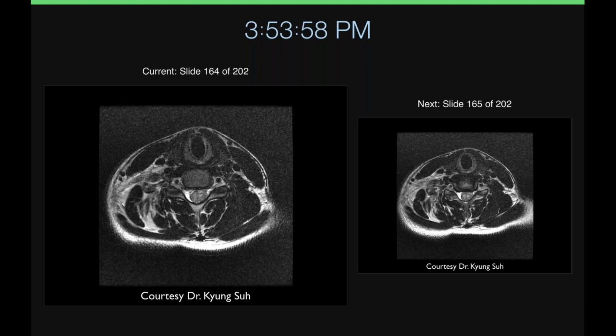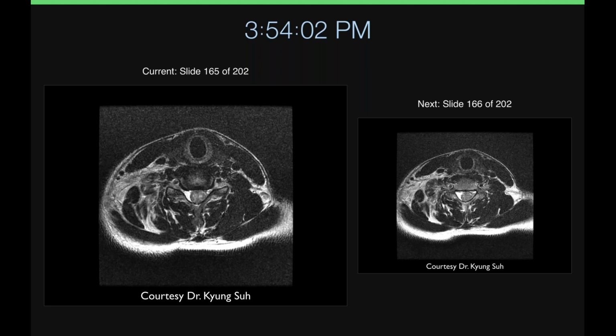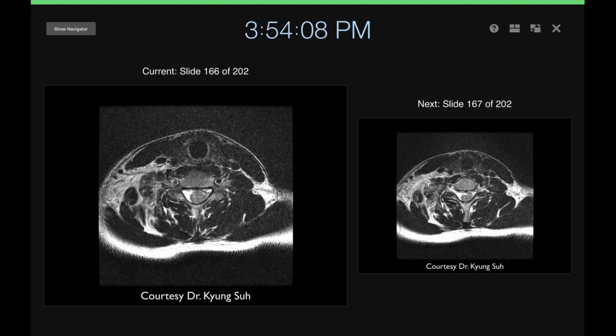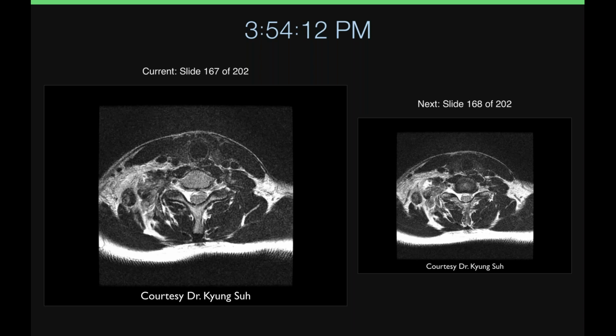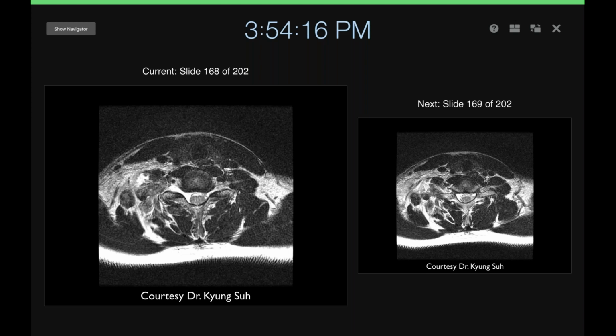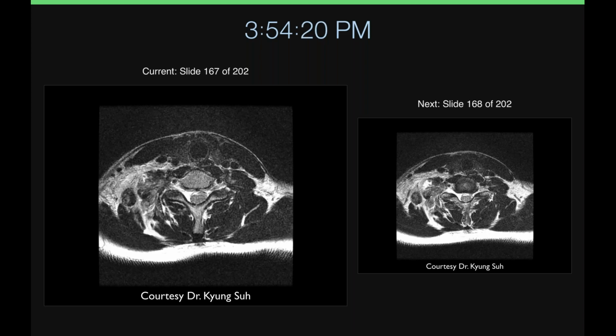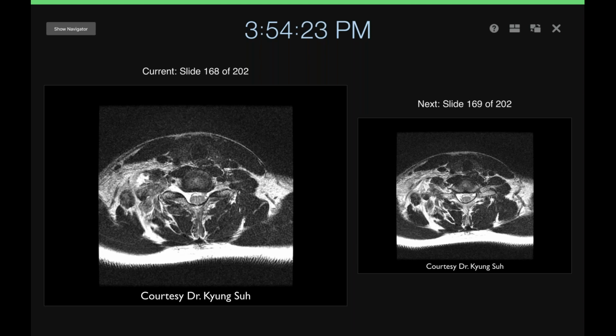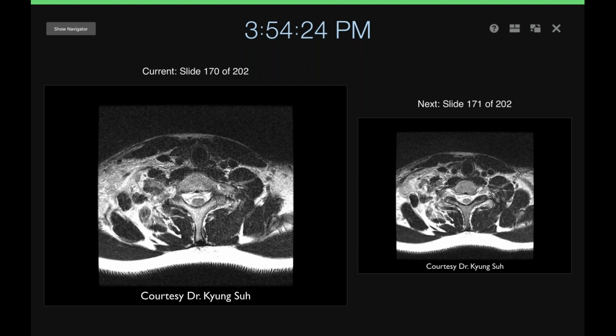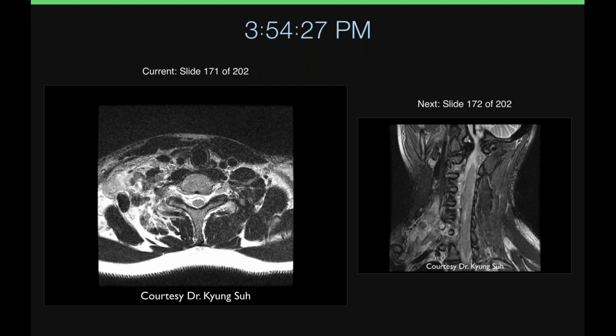Okay, so now we have some axial images. The cord seems to be shifted to the left a little bit. I don't see the right spinal nerves, really. Yeah, there it looks asymmetric. I don't see a right exiting nerve root. So he has some sort of injury to maybe his spinal nerve root.